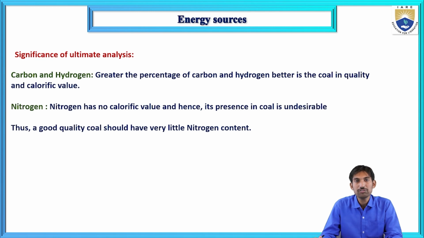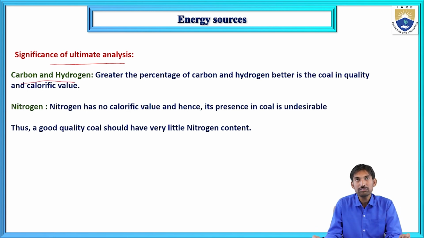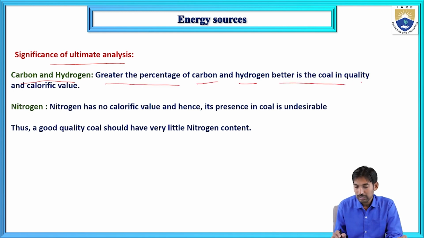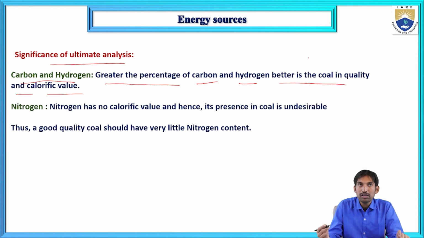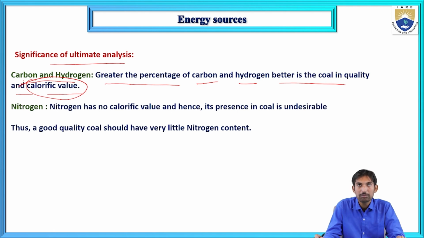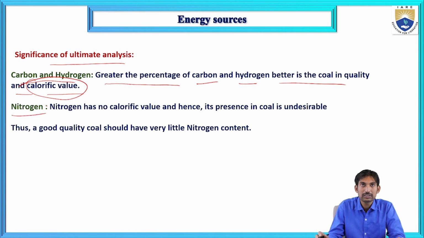See, the significance of ultimate analysis. What is the significance of the ultimate analysis? First, the significance of carbon and hydrogen. The greater the percentage of carbon and hydrogen, the better is the coal in quality and calorific value. If the coal contains a high percentage of carbon and hydrogen, it is a good quality coal. It gives the highest calorific value on burning, producing a large amount of calorific value. Now nitrogen, the percentage of nitrogen.